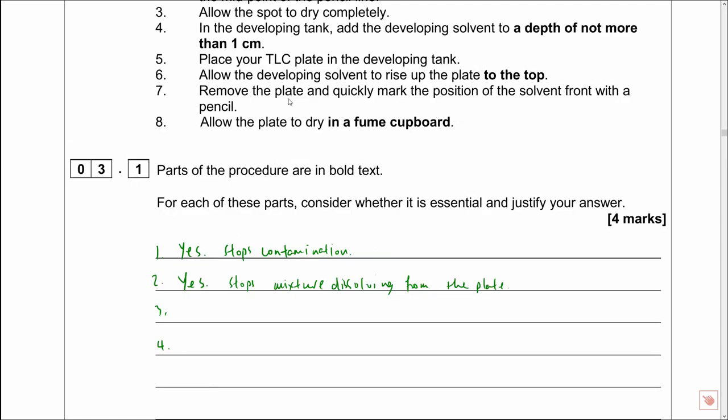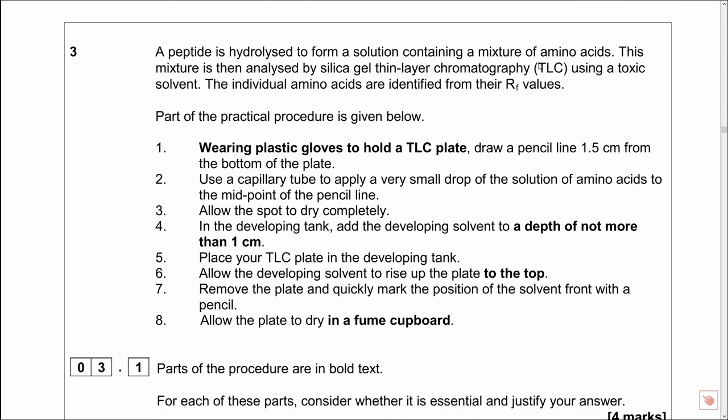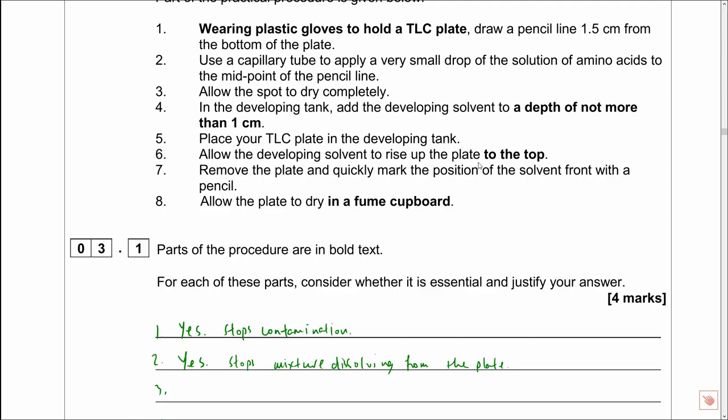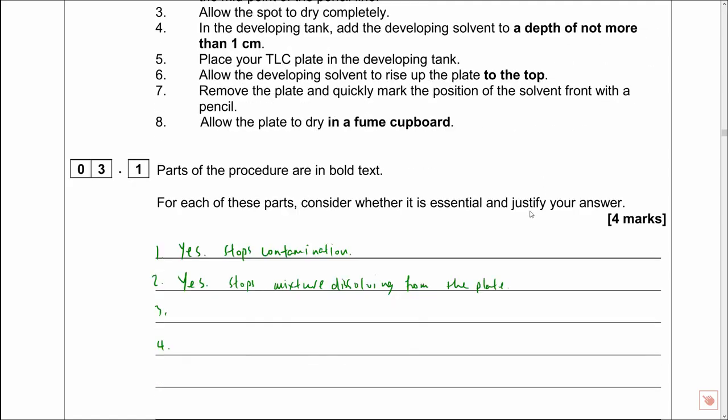Point three: allow the developing solvent to rise up the plate to the top. Now, ultimately, we're going to be calculating some sort of RF values from this. So it doesn't really matter at what point the solvent stops, because our RF value takes into account the solvent front, the distance that the solvent has traveled. So no, that is not essential. We can do the calculations regardless. How are we going to word that? RF value calculated wherever the solvent reaches, I guess.